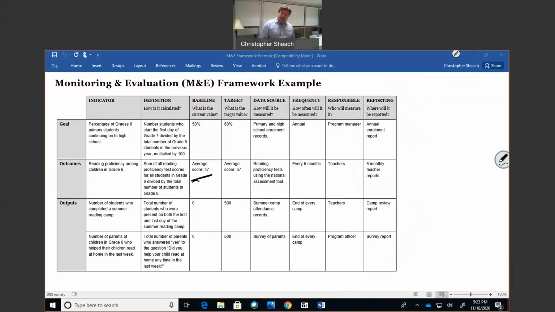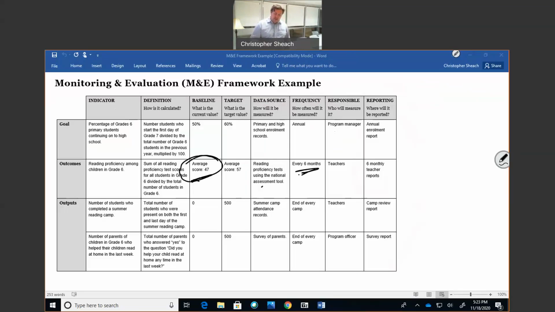If you don't know the average score of these tests, you might say that you're going to do a reading proficiency test at the beginning of the project and then every 6 months. And that would be in your frequency, so that you make sure you capture your baseline, and then you're measuring against your target. Now here, we have this test every 6 months. We know that at the start of the project, scores were 47.